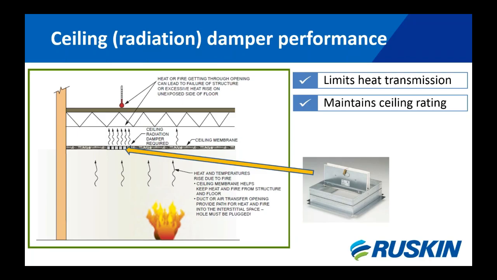So again, going back to the way these get qualified, if I have a 1 hour rating, this ceiling radiation damper also takes on the same 1 hour rating. So it's able to maintain that assembly rating as if it were just a solid structure without any air duct openings. So in theory, that's all the damper's doing, is just maintaining the rated assembly when it's tested with no air duct openings.